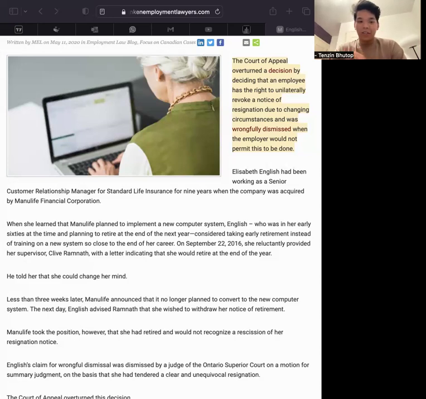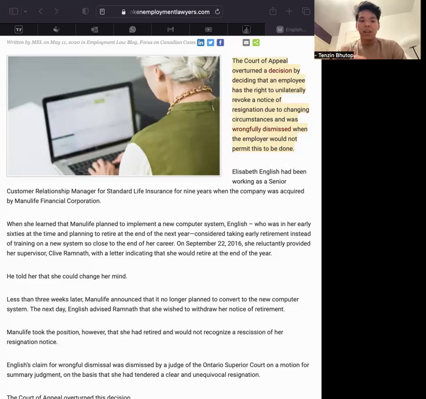So coming down to the fourth question, what legal remedies are available to the employee? As a result of Manulife's action, Miss English was wrongfully dismissed, and she was entitled to legal remedies. The Ontario Court of Appeal awarded her 12 months pay in lieu of notice.